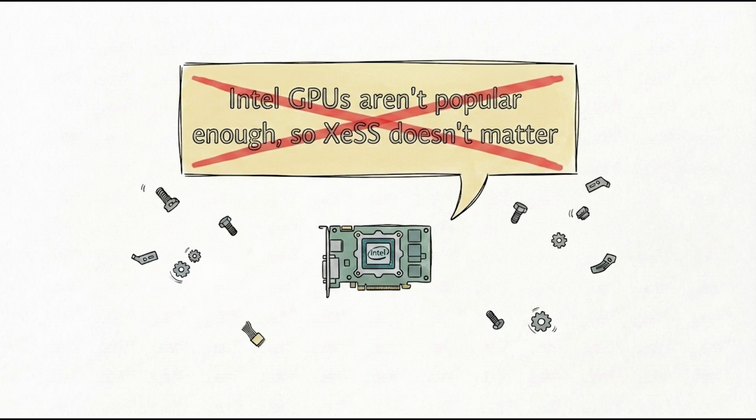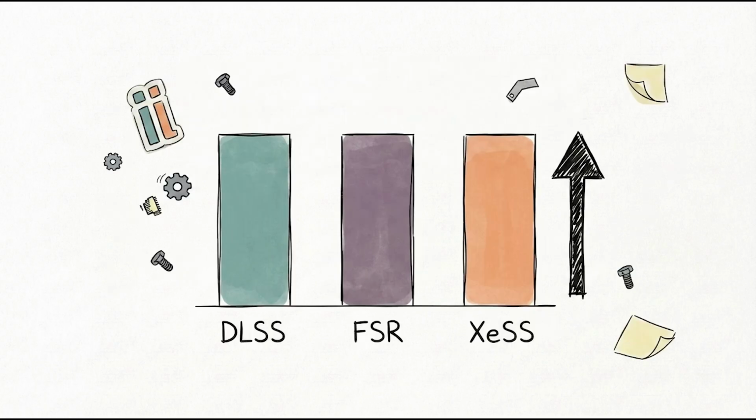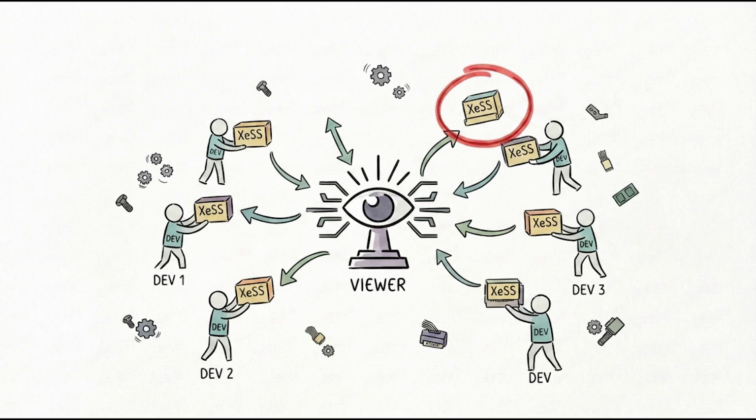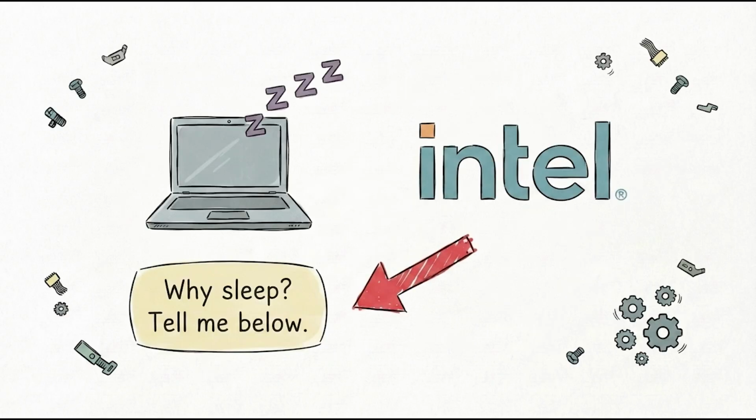The biggest myth about XeSS is that it doesn't matter because Intel GPUs aren't popular enough. The technology is competitive with both DLSS and FSR. Intel's discrete GPU lineup keeps getting better. As more developers adopt it, it becomes harder to ignore. If you're still sleeping on Intel graphics, tell me why in the comments.